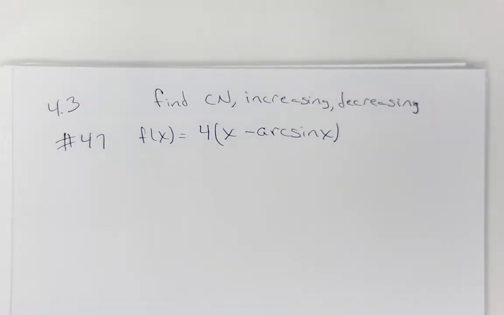Okay, so this is 4.3, number 47. We're going to just get this one started because it looks pretty intimidating. It's not too bad though. So we want to find critical numbers, and once you have critical numbers, you can set up your interval and start finding increasing and decreasing by testing points in your interval in the first derivative.